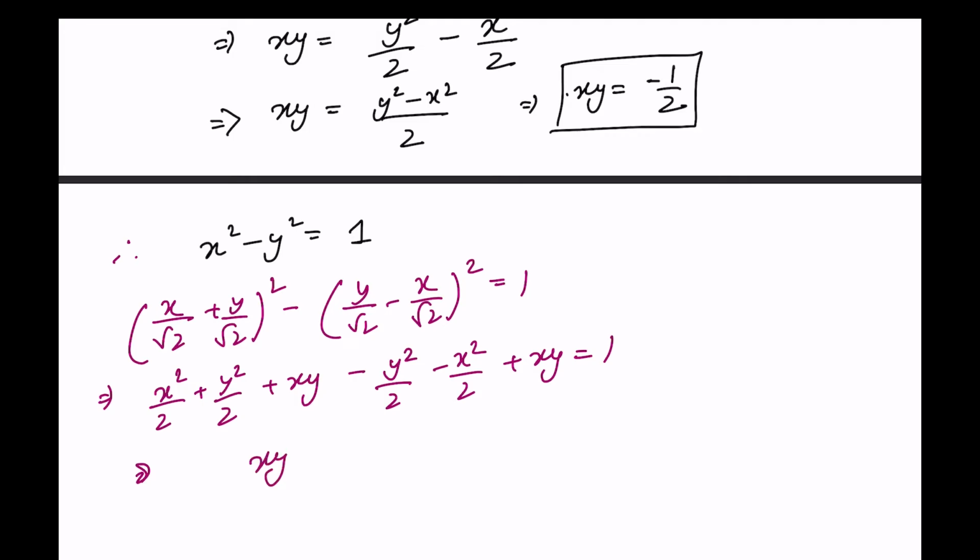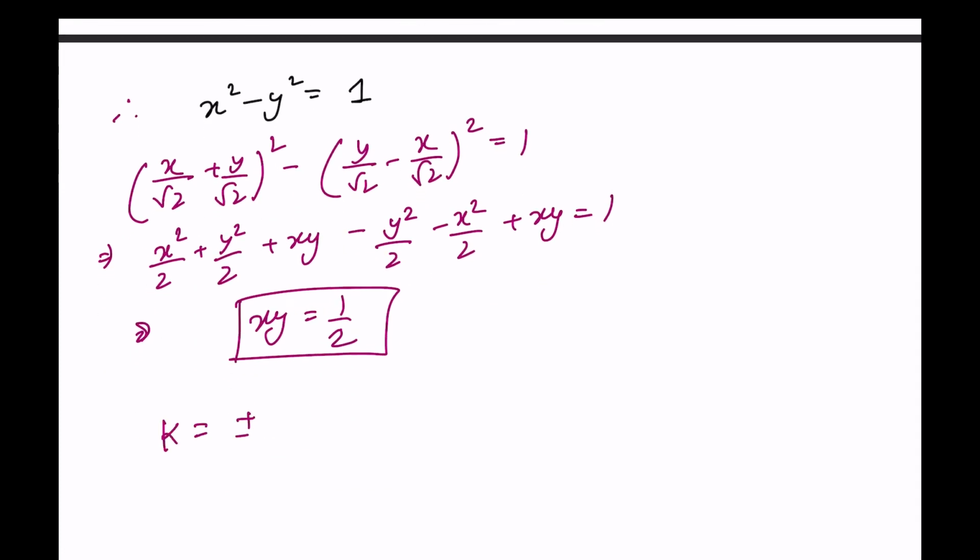Upon cancellation, we will find xy as half. So xy can either be minus half or xy can either be half. So k will be equal to plus minus 1 by 2. This is the answer to this question.